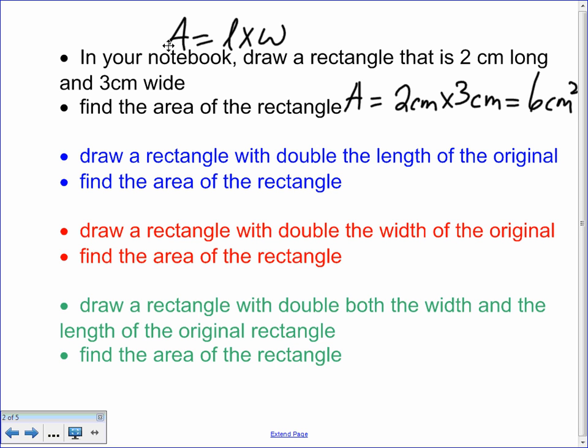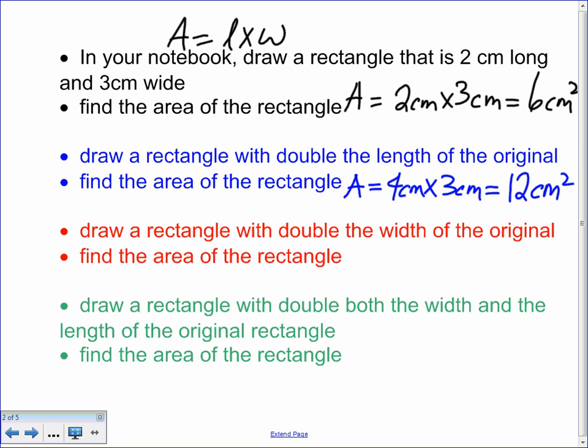Now draw a rectangle with double the length of the original, and we're going to find the area of the rectangle. So you can pause while you draw. So you've drawn a rectangle that has double the length. You've drawn it 4 centimeters long and 3 centimeters wide. Again, the area will be 4 centimeters long times 3 centimeters wide. Our area will be 12 square centimeters.